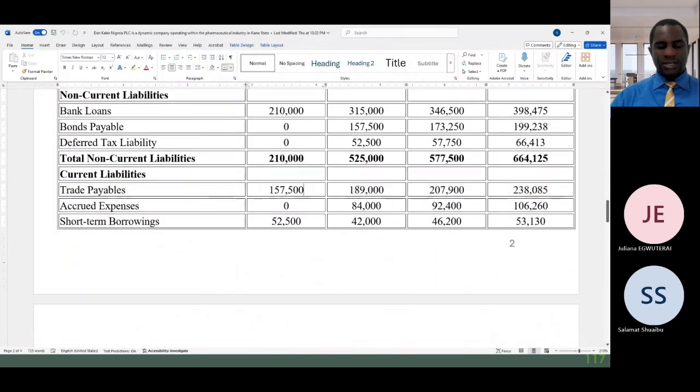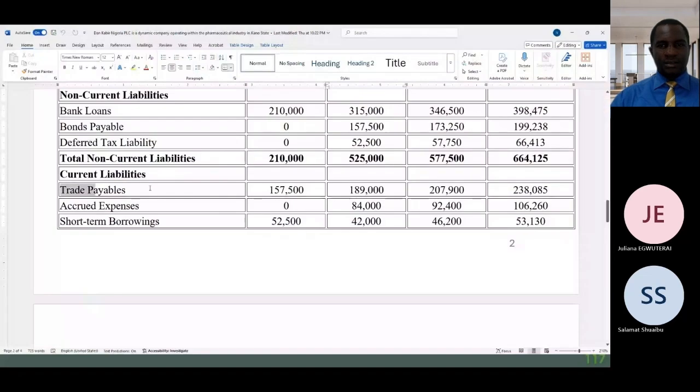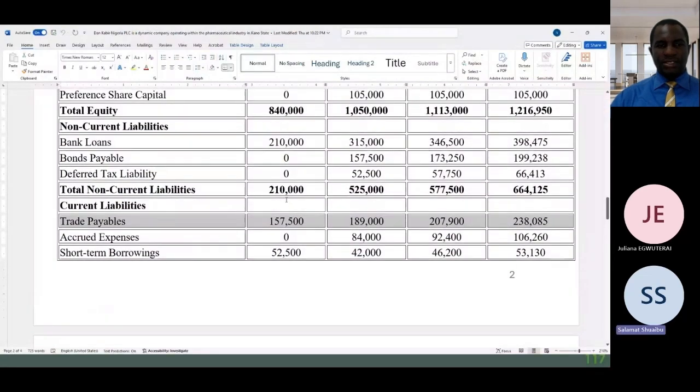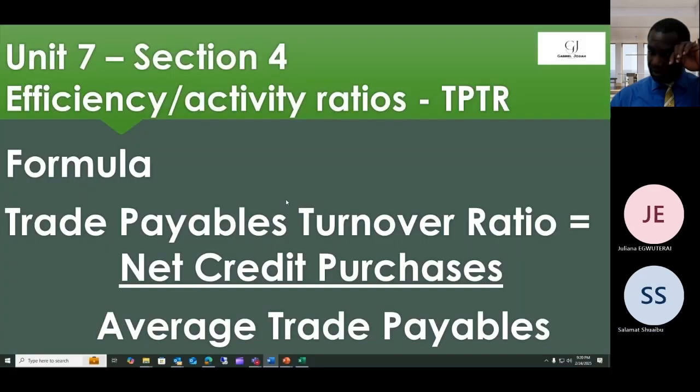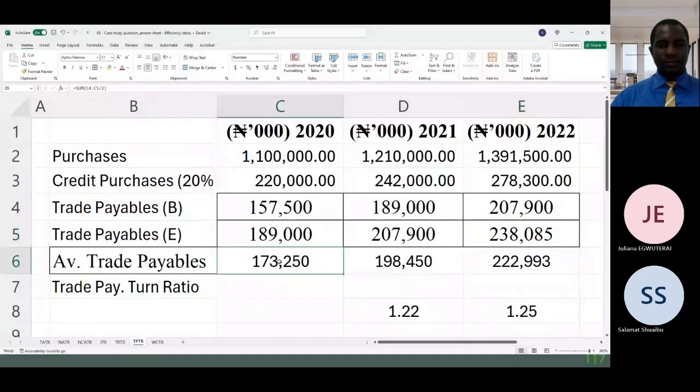So 157, 189 exactly. 189, 209, 207. Check your figures. Are you sure you picked the right thing? The trade payables is under your current liabilities. Let me check my calculator. Yes, check your calculation. I'm having a different computation here. I got the same thing. Oh, you got 157,500 plus 189,000 divided by 2.